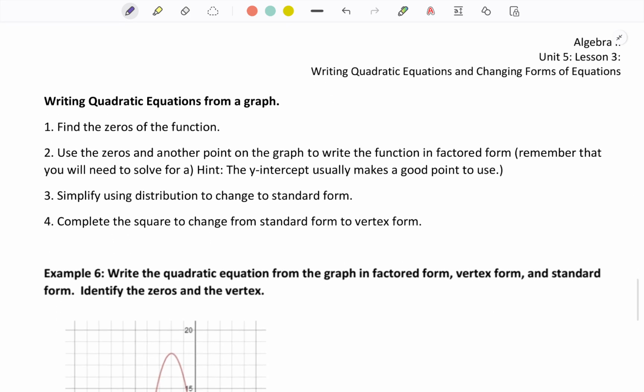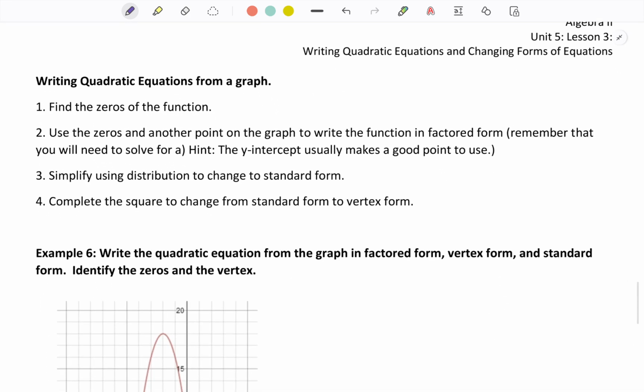So now for our last example, we are going to find the quadratic equation from a graph. So the first thing I would do is find the zeros of the function. Then I'm going to use the zeros and another point on the graph to write the function in factored form. Remember that you'll need to solve for a.